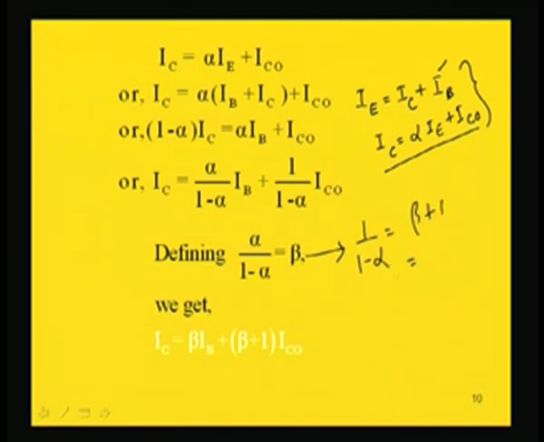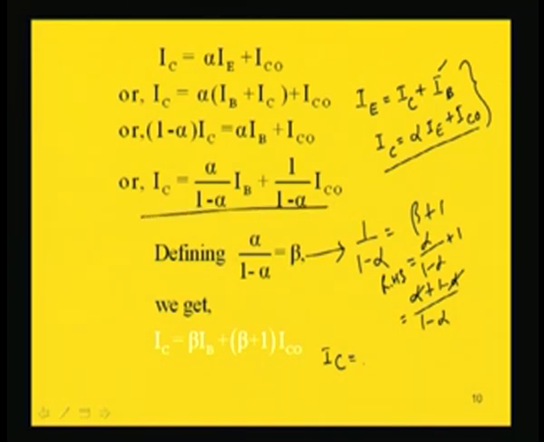Because beta plus 1, if we check, the right hand side is equal to what? 1 alpha by 1 minus alpha plus 1. So, that is equal to 1 minus alpha, alpha plus 1 minus alpha, that means 1 by 1 minus alpha. So, this expression 1 by 1 minus alpha can be expressed by beta plus 1. So, the whole expression will now become, if I write again, IC equal to beta times IB plus beta plus 1 IC naught.